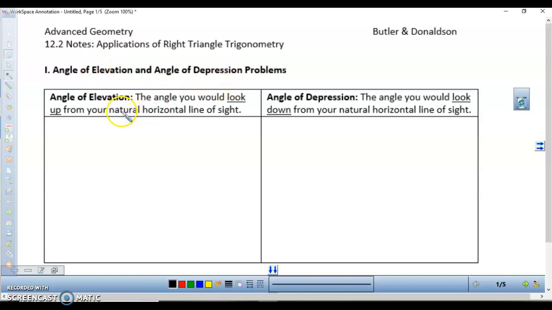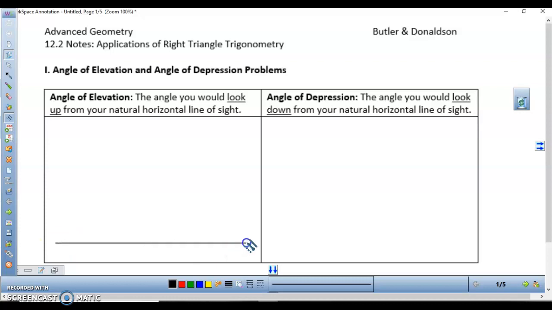All right, so some stuff you'll read in problems with trigonometry often called angle of elevation and angle of depression. So we're just going to draw a little rough sketch, kind of show you what those things mean. So first, an angle of elevation. Angle of elevation is the angle that you would look up from your natural horizontal line of sight.